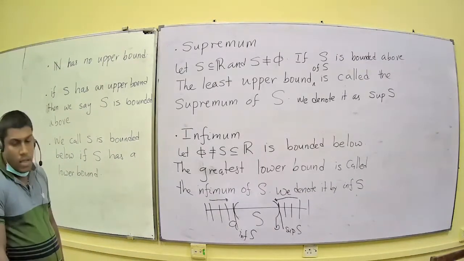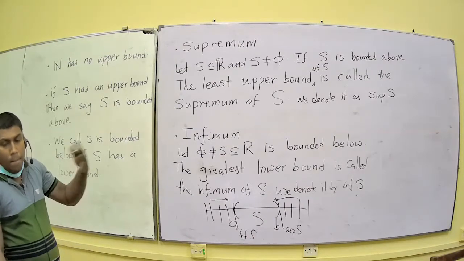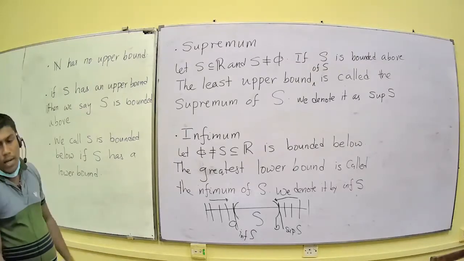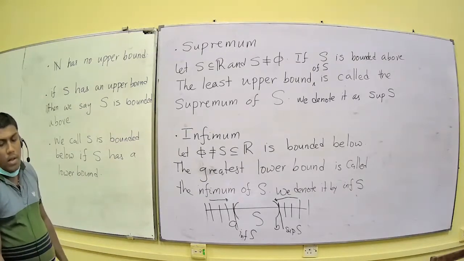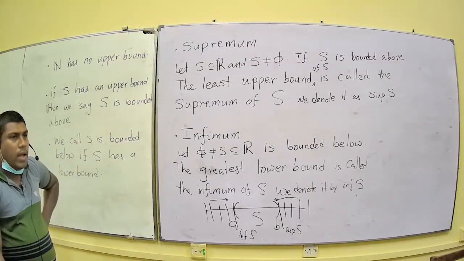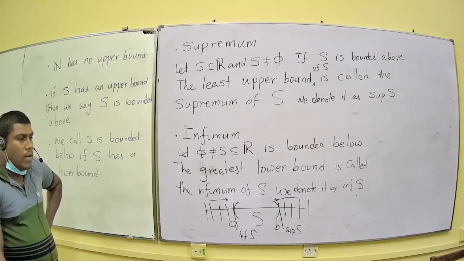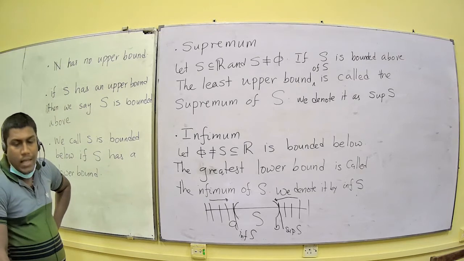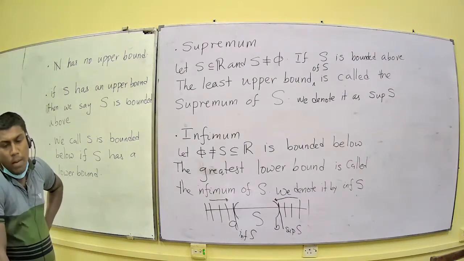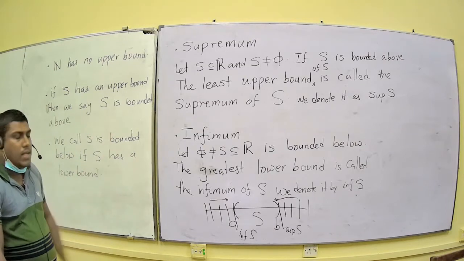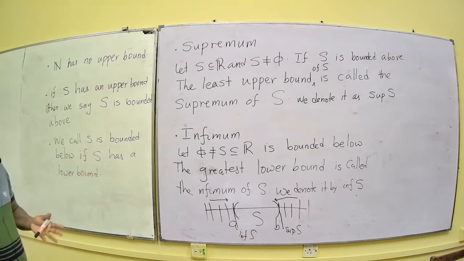So first thing is, from upper bounds, there are several upper bounds. We come down to the supremum, the least upper bound. You can intuitively think that if we call the least upper bound the supremum, then there should be only one such bound. There cannot be two supremums. If there are two, you have to think which one is the least. So intuitively, you know that if there is a supremum, it should be unique.